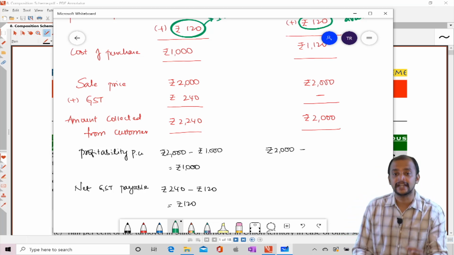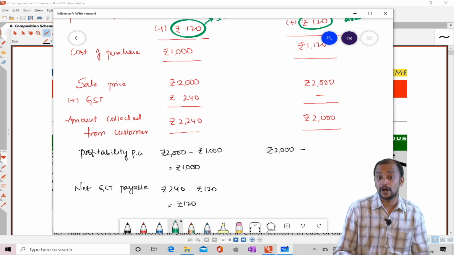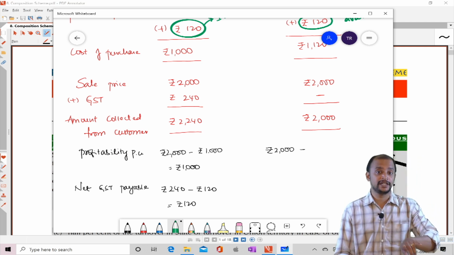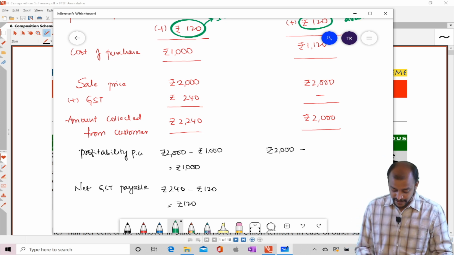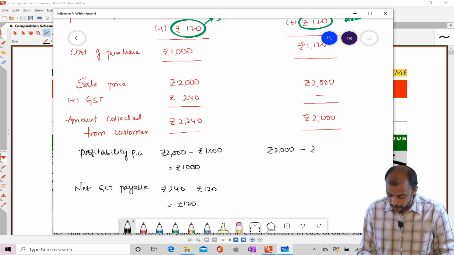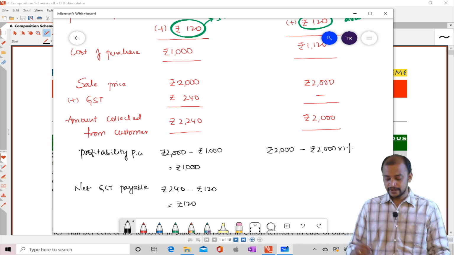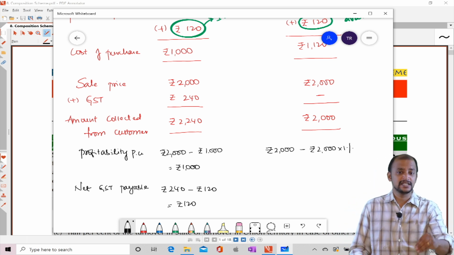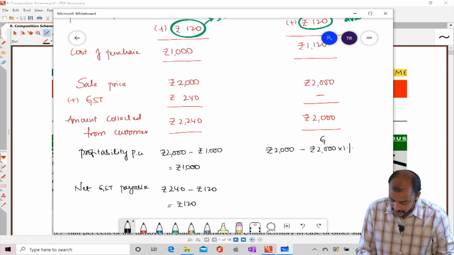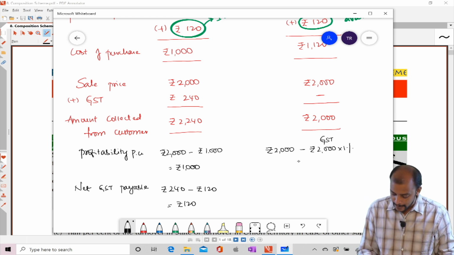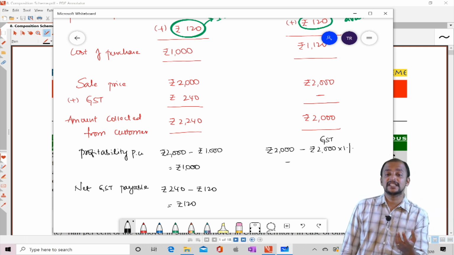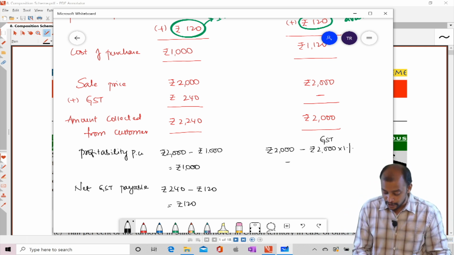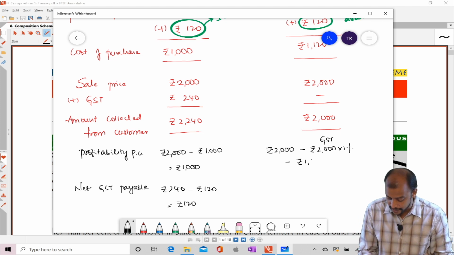A concessional rate 1% on what? 1% on the turnover. So here what is the turnover? 2000 is the turnover minus 1%. So minus 2000 into 1%. So this is nothing but the GST here, minus purchase price. So should we take purchase price as 1000 or 1120? 1120 because ITC not available.